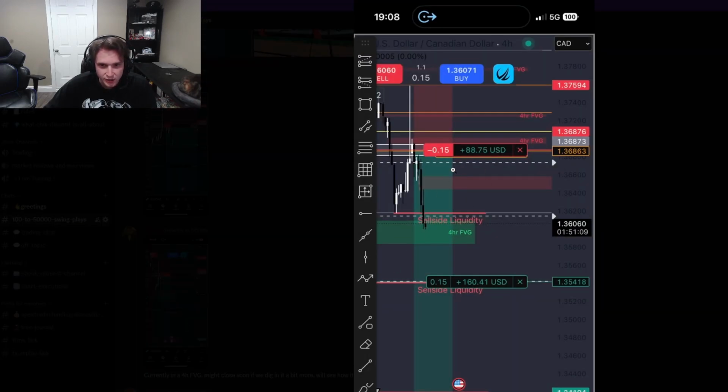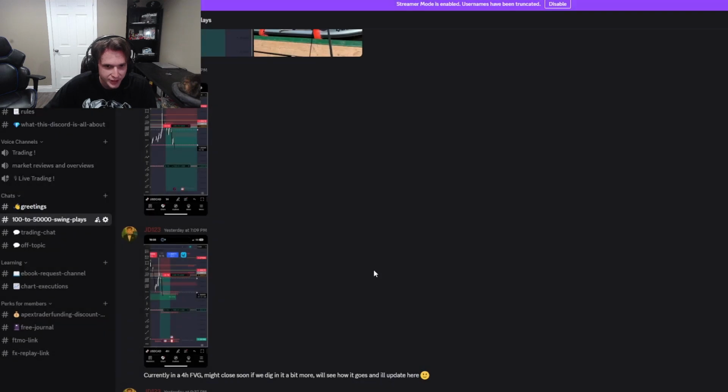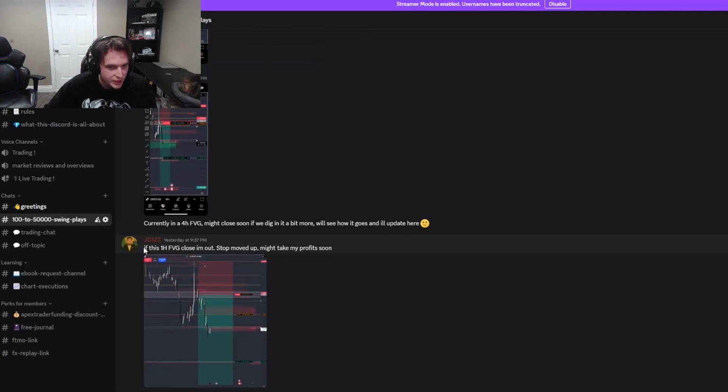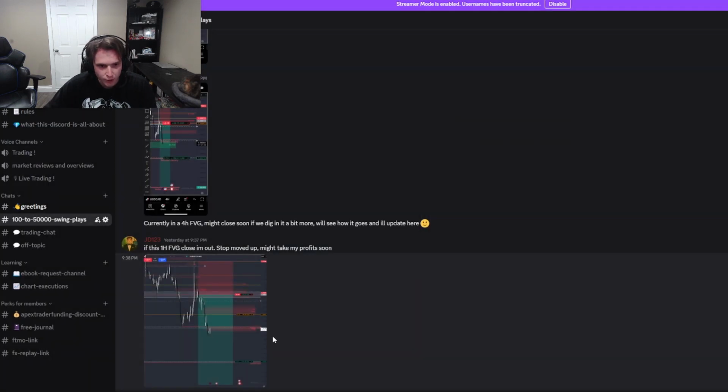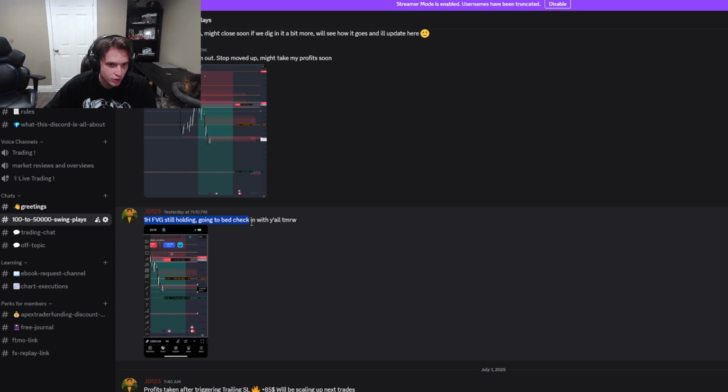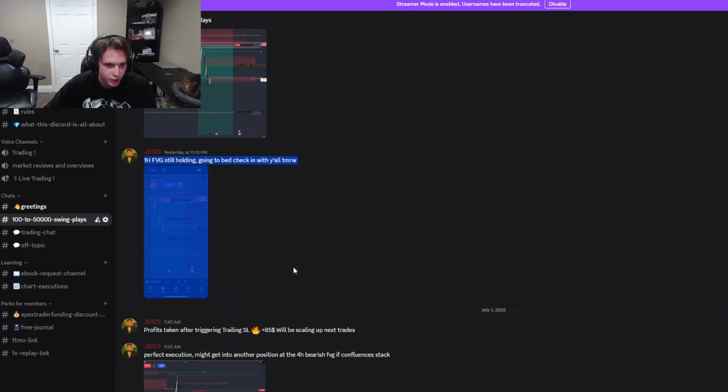I sent this trade out here to highlight the 4-hour fair value gap and how my stop had moved up a little bit. I wrote, if this 1 hour FVG closes, I'm out. Stop moved up. Might take my profit soon. So the stop was here now. And I was talking about this 1 hour bearish gap. 1 hour FVG still holding. Going to bed. Checking with y'all tomorrow.